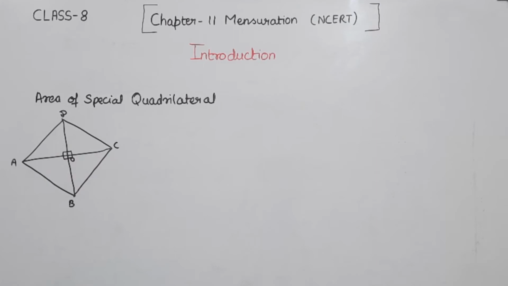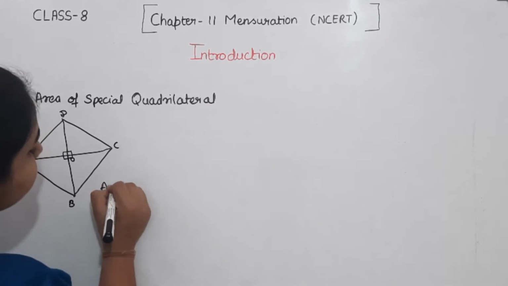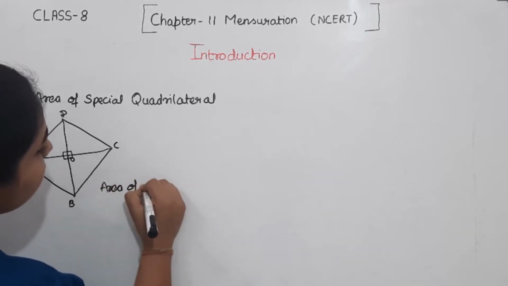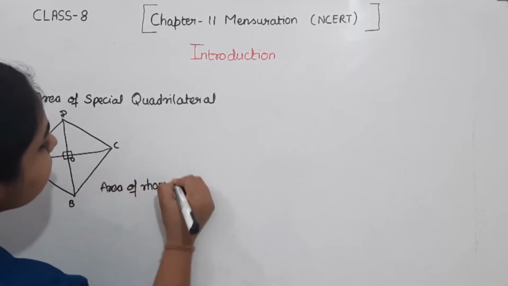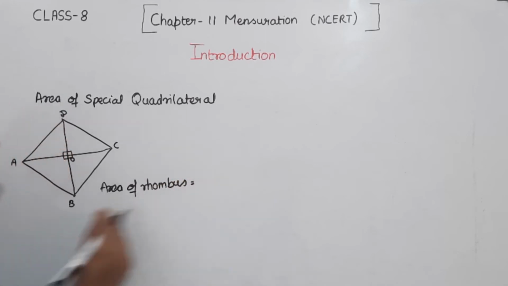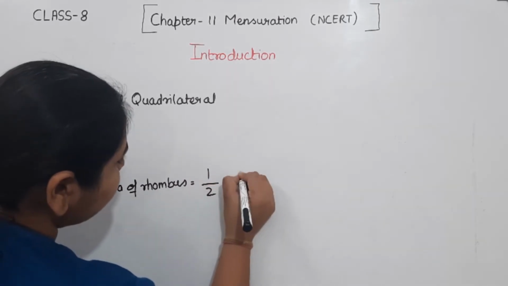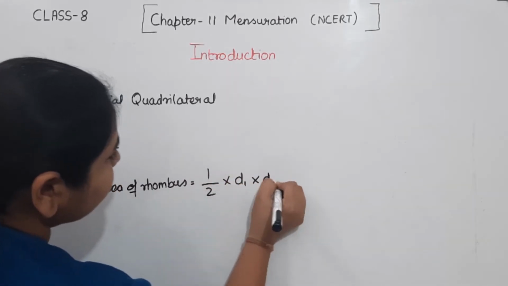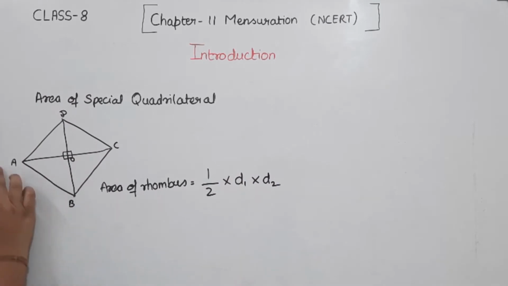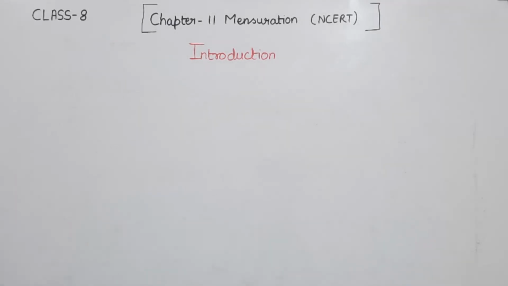So I'm going to write here area of rhombus. This one we are having a special quadrilateral. This is equal to the half multiplied by diagonal 1 multiplied by diagonal 2. This one we are having diagonal 1, this one we are having the diagonal 2. So this is the formula we are having for the area of rhombus. Now comes to the next topic.